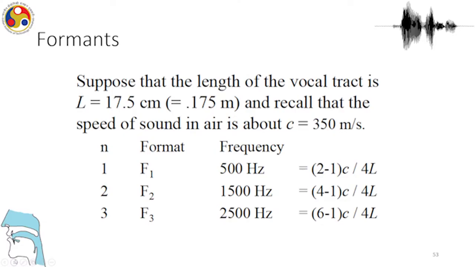When we are studying acoustic phonetics, we have to understand what formants are. Formants are regions of energy which are accentuated because of certain frequencies inside our vocal tract. Those energy regions are accentuated because of the resonance inside the vocal tract. Now, why does this happen?